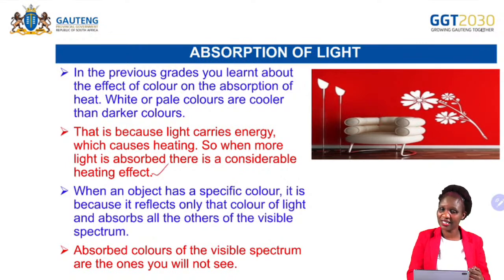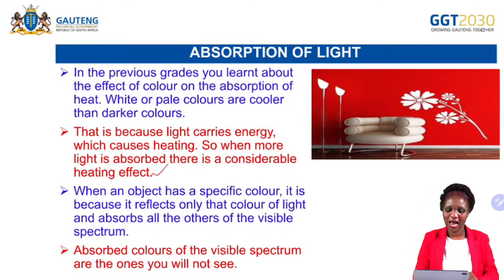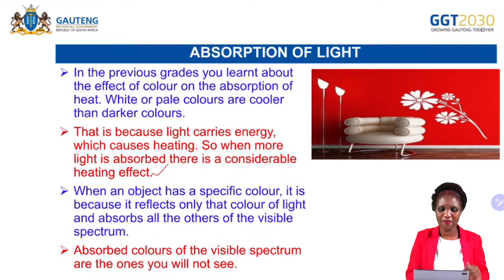And when an object has a specific color, it is because it reflects only that color. That is the color that is being reflected to our eyes. Therefore, we're going to see that color. Absorbed colors of the visible spectrum are the ones that you will not see. Those will be absorbed. But the reflected ones, you are going to see.